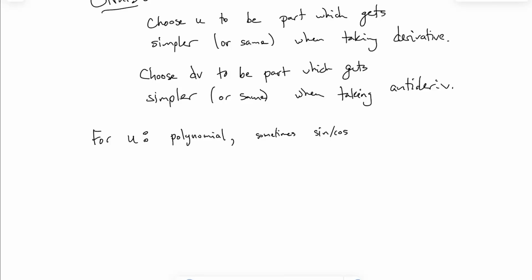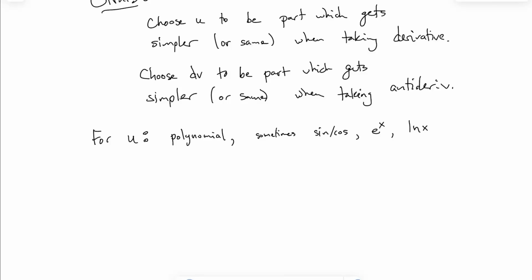Those ones don't get simpler when you take the derivative, but at least it more or less stays the same, right? The sine becomes a cosine, the cosine becomes a sine. And hopefully the other part will get simpler. So sometimes sine, cosine is a good idea here. For the same reason, sometimes e to the x is a good candidate here because it doesn't get simpler when you take the derivative, but at least it stays more or less the same. And ln x is also a good candidate for the u because ln is a weird function, but when you take the derivative, you get 1 over x, which is typically easier to deal with. So these are generally good choices for the u's.